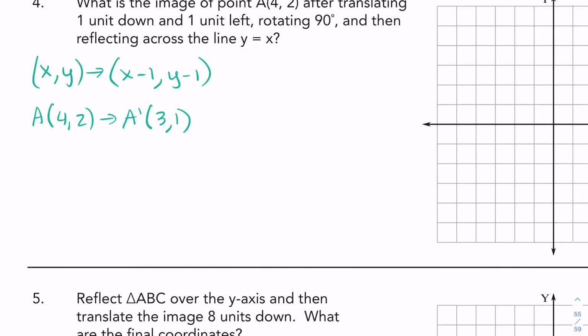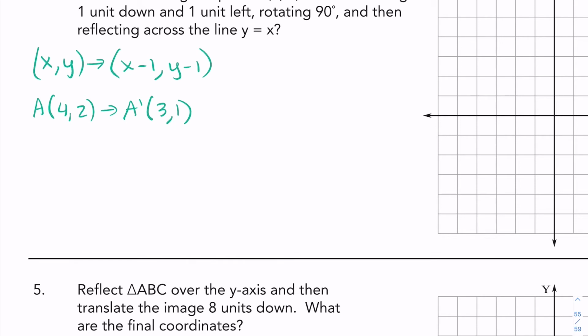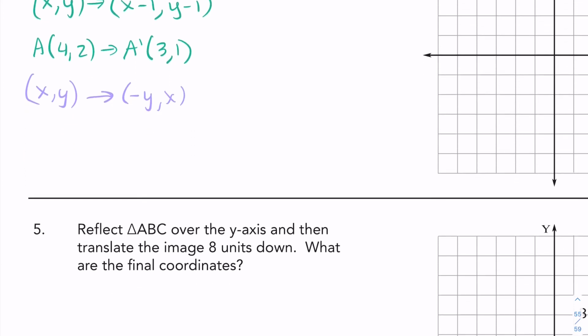We are rotating that 90 degrees. Again, we assume it's always counterclockwise. So that is opposite y comma x. So we're going to take A prime, which is at 3, 1, and rotate it to A double prime, which is negative 1 comma 3.